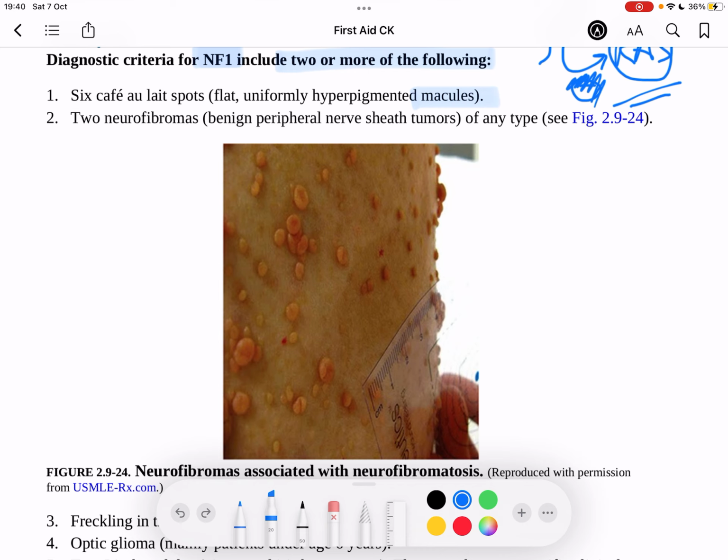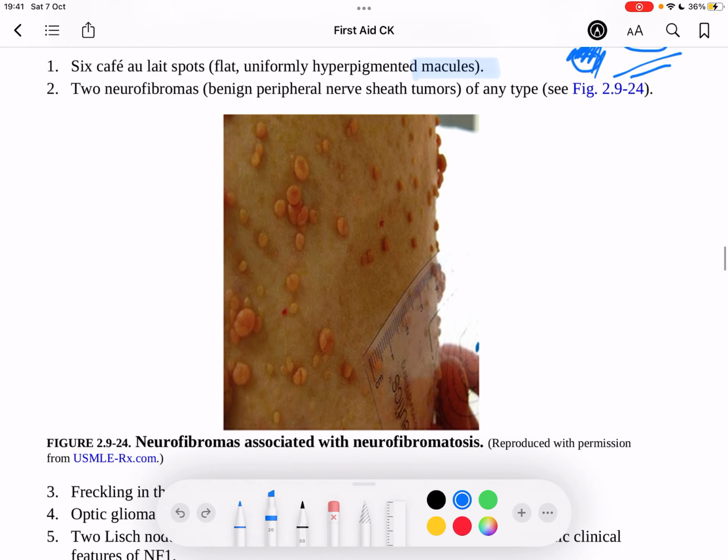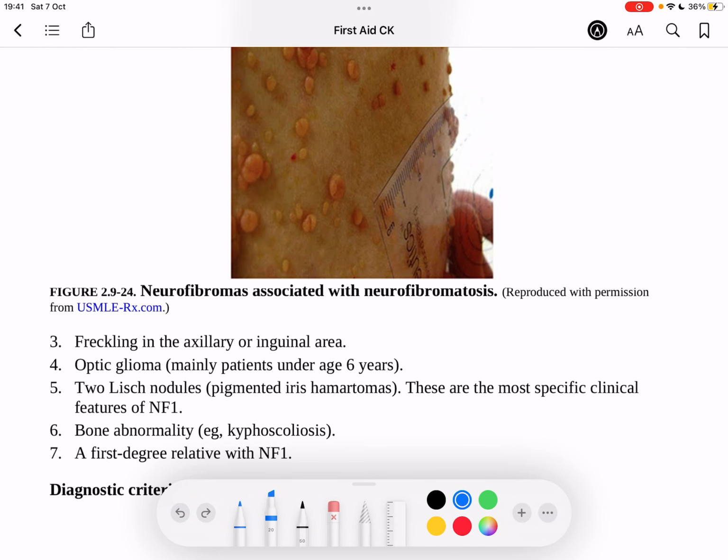They are irregular. We can also have 2 neurofibromas. These are benign peripheral nerve sheath tumours. These can be of any type, so they can be optic neurofibromas, or they can be in peripheral nerves anywhere else in the body. We also have freckling in the axillary or inguinal areas. The optic glioma, these are mainly seen in patients under the age of 6 years old.